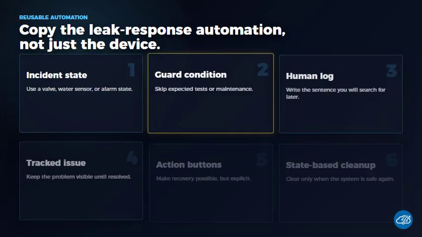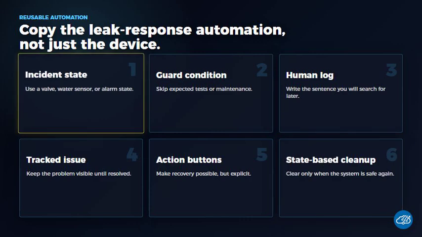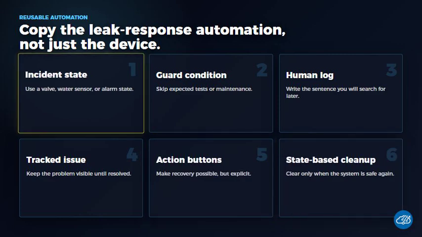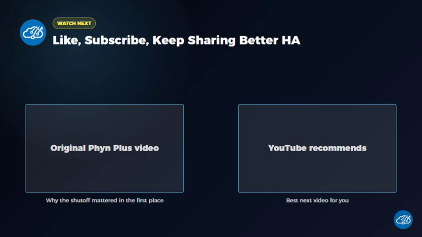That is the automation worth copying. Real incident state, maintenance guard, activity feed entry, persistent repair, actionable phone alert, controlled recovery, and state-based cleanup. It turns one scary device event into a household workflow. The old 2020 video is the backstory. This video is the Home Assistant layer I wish I had dialed in from day one.